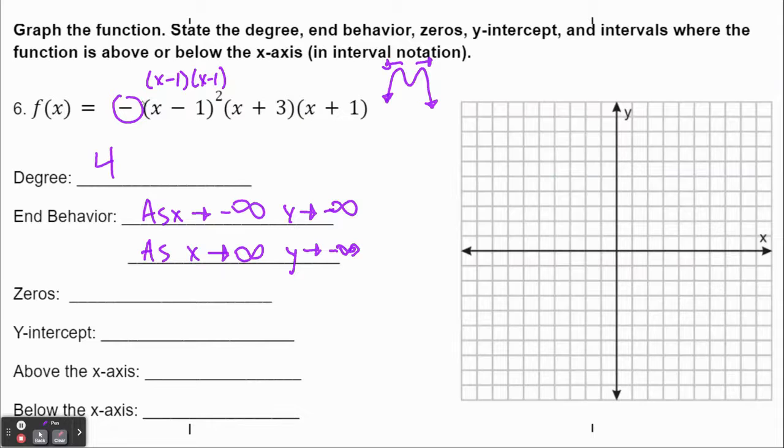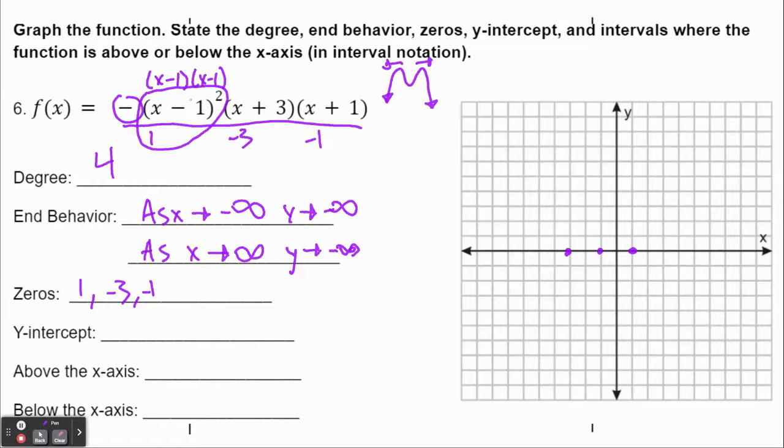Now the zeros here, I can come back to my original function to find my zeros. I know if I plug in a 1, that's going to make this whole thing 0. If I plug in negative 3, and if I plug in negative 1. So I'm actually going to plot those points on here. My zeros: 1, negative 3, and negative 1. And what I want to make sure that we understand is that when x is 1, it's going to bounce off of that point. What I mean by that, I'll show you when we're graphing.